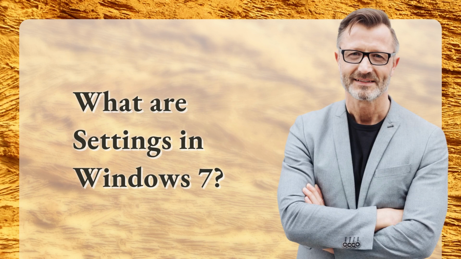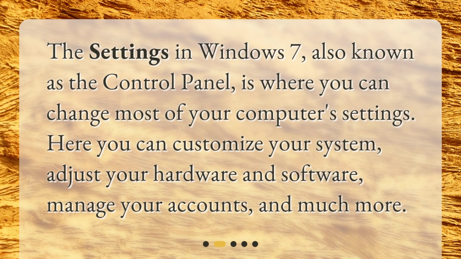What are settings in Windows 7? The settings in Windows 7, also known as the Control Panel, is where you can change most of your computer's settings. Here you can customize your system, adjust your hardware and software, manage your accounts, and much more.